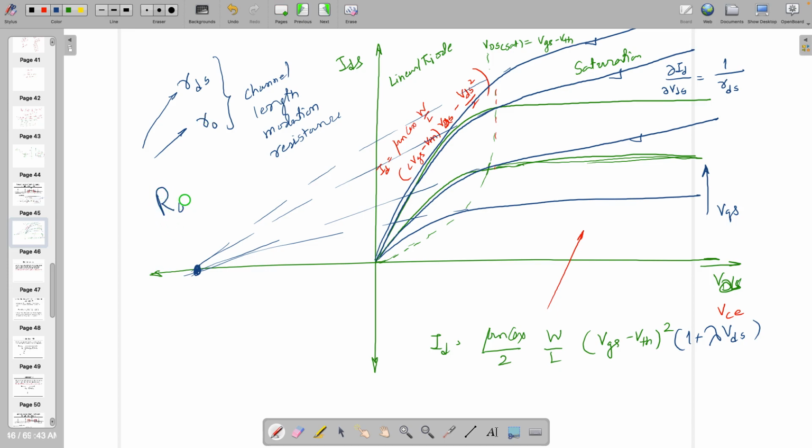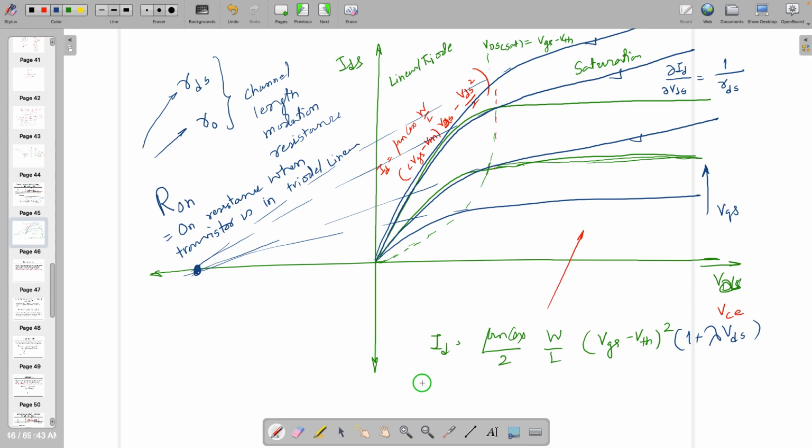However, if it is R on, what is the name of this resistance? R on? Yeah, so it's on resistance when the transistor is in triode, right, or in linear. So do not get confused with this.